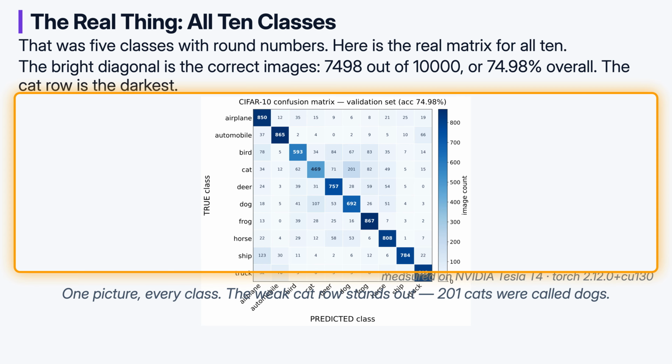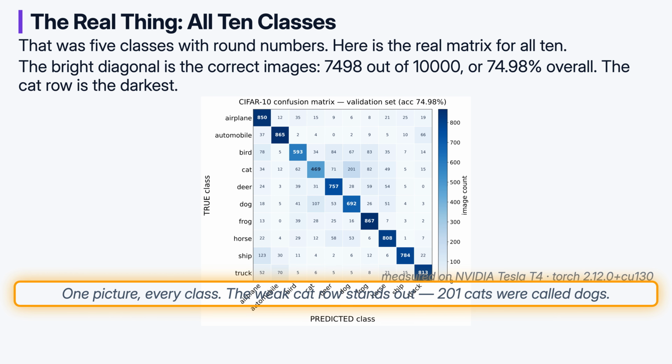That was 5 classes with round numbers. This is the real matrix, all 10 classes. The bright diagonal holds the correct images. That is 7,498 out of 10,000. In percent, 74.98 overall. The cat row is the darkest, so cat is the weak class. Its brightest wrong cell sits in the dog column. 201 cats were called dogs. This run was measured on a Tesla T4.